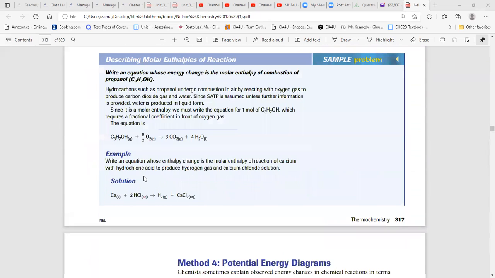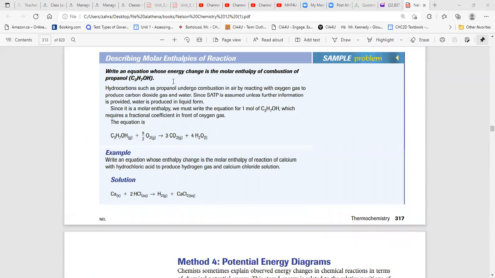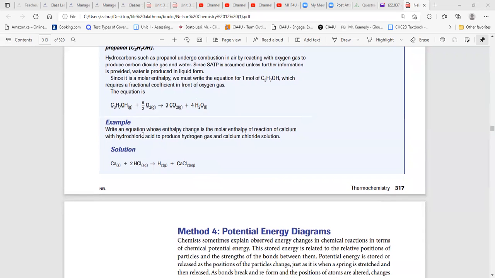And here is the question. Write an equation whose energy change is the molar enthalpy of combustion. So you just do combustion of that, reacting with oxygen to give you CO2 and H2O. You need to be able to balance it. At SATP, just write the reaction. Write an equation whose enthalpy change is the molar enthalpy of reaction of calcium. So calcium with HCl gives you H2 and CaCl2, and then you can balance it.